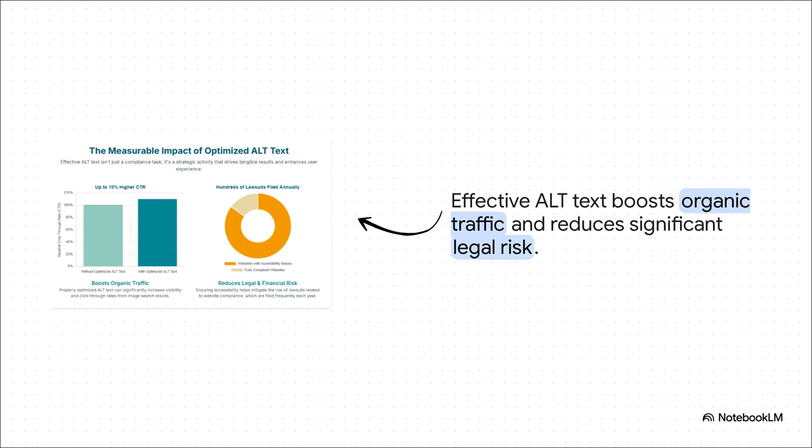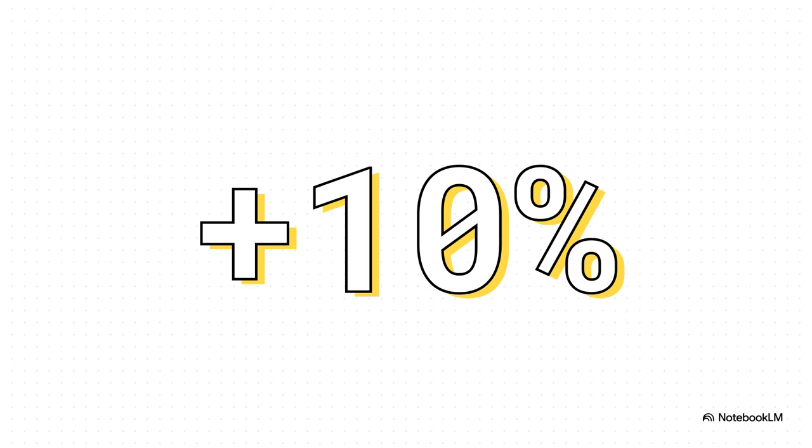Let's dig into what that actually looks like with some numbers. First up, traffic. We're seeing that properly optimized websites can get up to a 10% higher click-through rate from image search. I mean, think about that. A 10% lift in organic traffic just from nailing your image descriptions. That is huge. And then there's the risk side of the equation, which you absolutely cannot ignore. We're talking about hundreds, literally hundreds, of website accessibility lawsuits being filed every single year. So getting this right, it's not just nice to have. It is essential protection for your business.